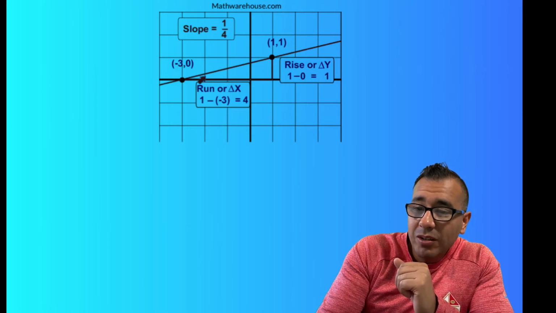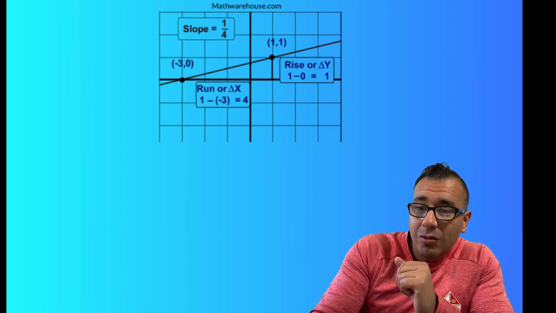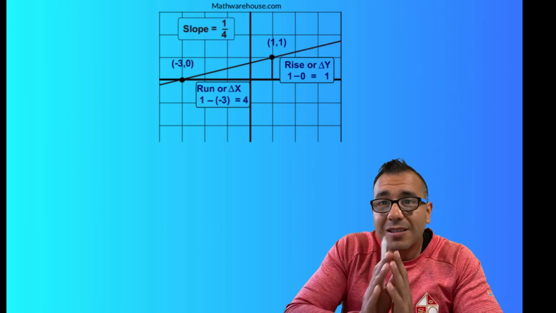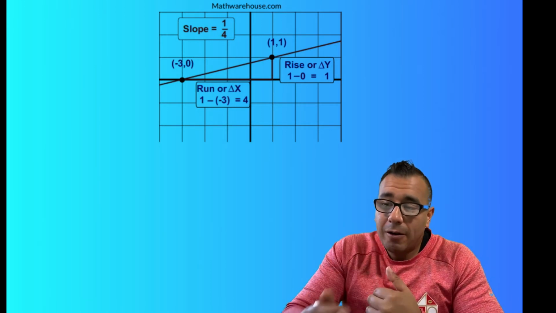And how much am I going to the right? Well, I'll go over 1, 2, 3, 4. So the change in x is 4. So the slope is the change of y divided by the change of x. But how does this look using our formula?